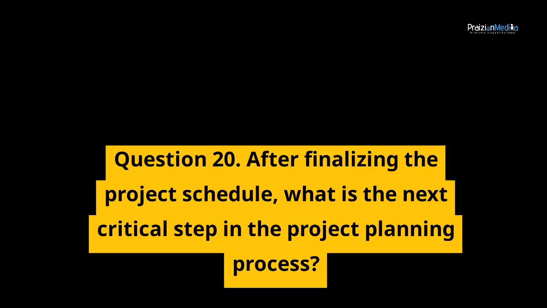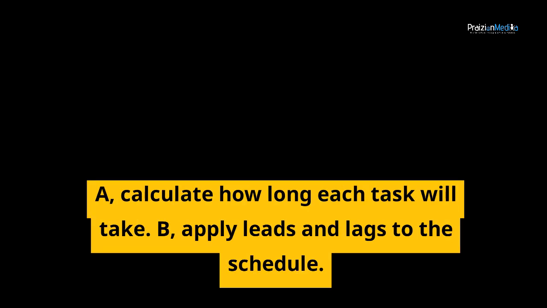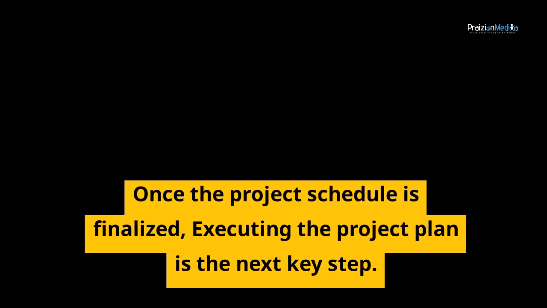Question 20. After finalizing the project schedule, what is the next critical step in the project planning process? A. Calculate how long each task will take. B. Apply leads and lags to the schedule. C. Execute the project plan. Correct answer C. Execute the project plan. Rationale. Once the project schedule is finalized, executing the project plan is the next key step.